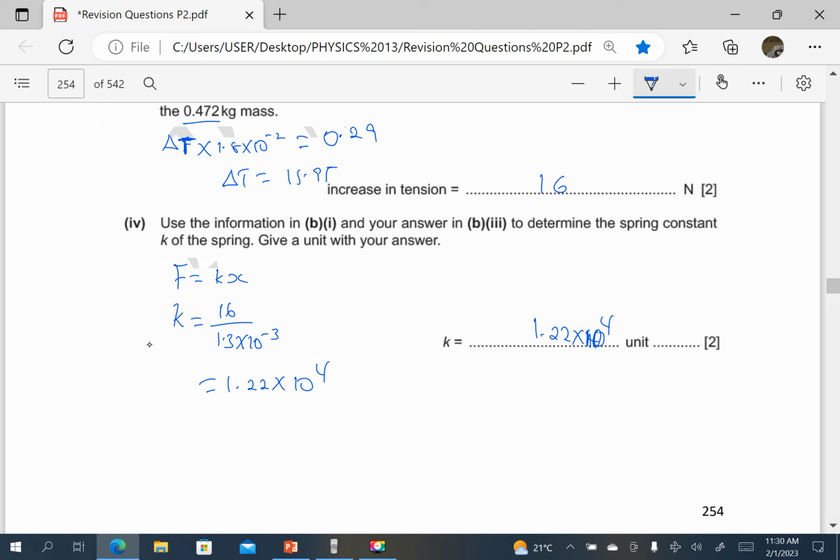Times 10 power 4. And which unit will I give? Tension is in newtons, and for x I've converted it into meters, so I'll give newtons per meter.